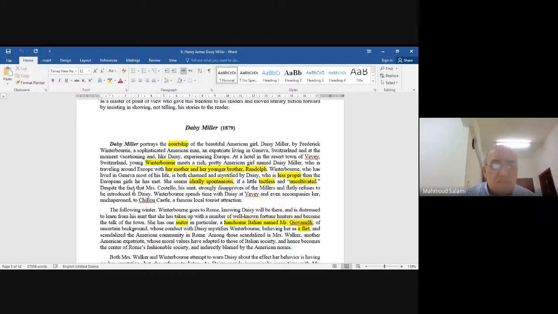And here we see, despite the fact that Mrs. Costello, his aunt, strongly disapproves of the Millers and flatly refuses to be introduced to Daisy, Winterbourne spends time with Daisy at Vevey, and even accompanies her unchaperoned to Chillon Castle, a famous local tourist attraction. You see, Winterbourne really liked her, he spoke to her, and he really loved her.